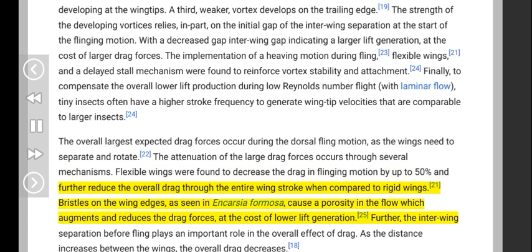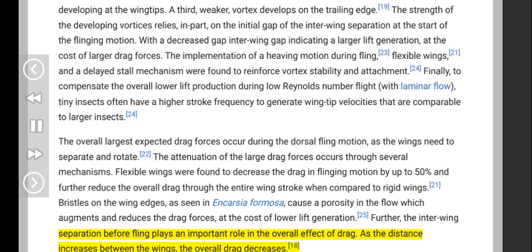Bristles on the wing edges, as seen in Encarsia formosa, cause a porosity in the flow which reduces the drag forces, at the cost of lower lift generation. Further, the interwing separation before fling plays an important role in the overall effect of drag. As the distance increases between the wings, the overall drag decreases.